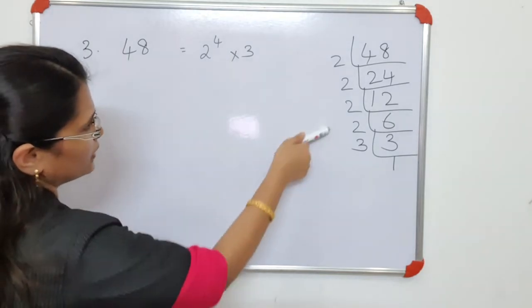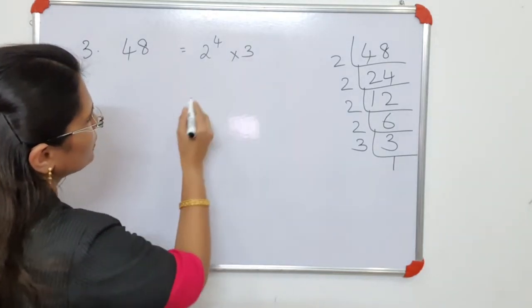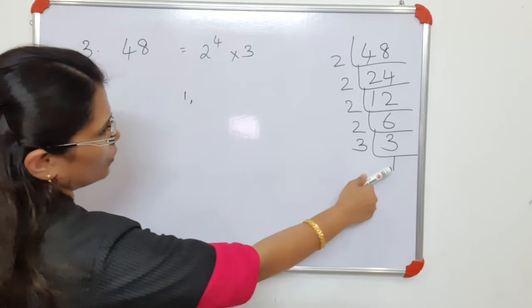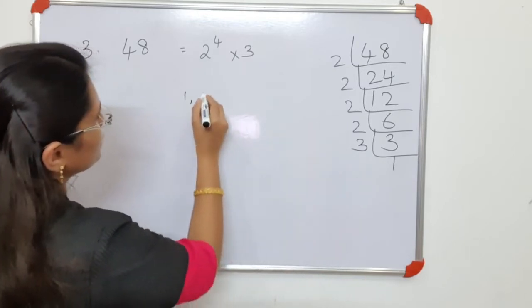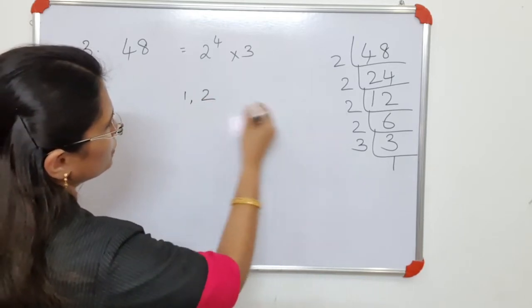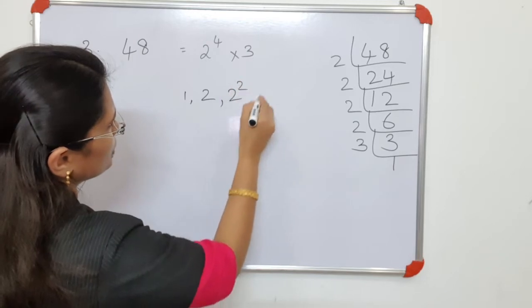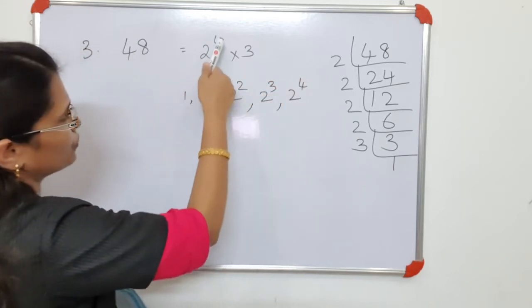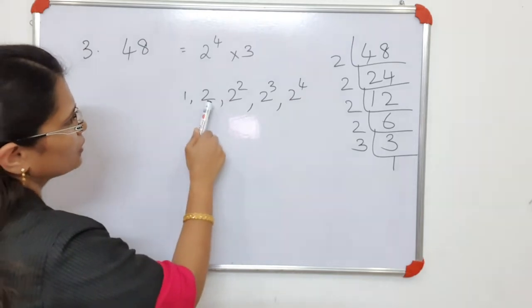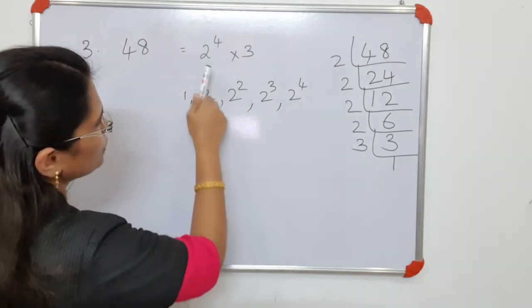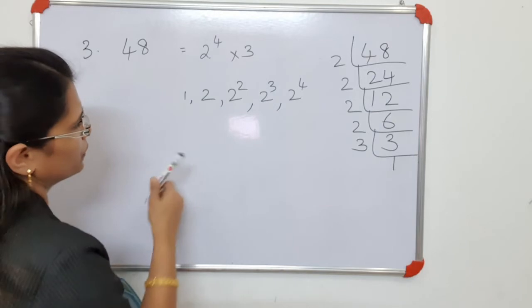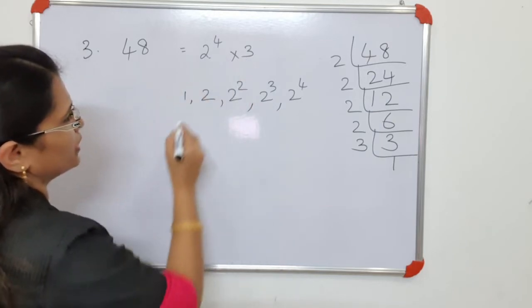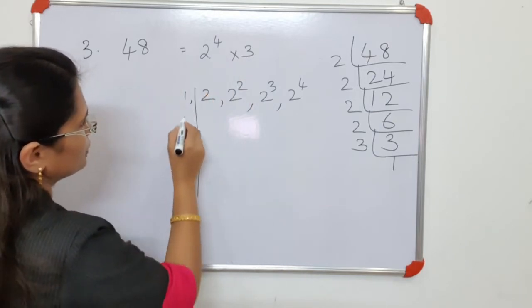So first write 1, and then 2, then 2 square, 2 cube, 2 raised to 4. Here 2 raised to 4 is there. So 1, 2, 2 square, 2 cube, 2 raised to 4. Up to 2 raised to 4 you have to write. Then this 3, that is another number, right? So write here 3.